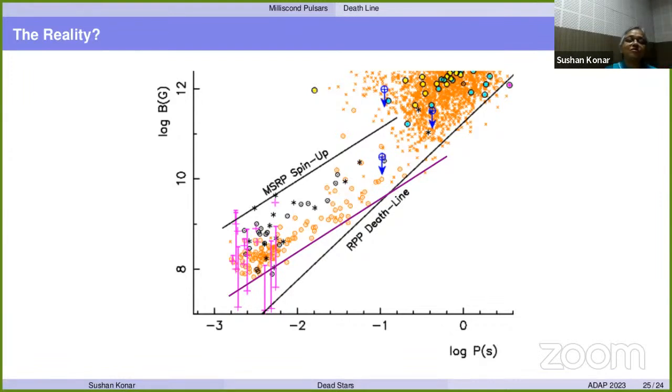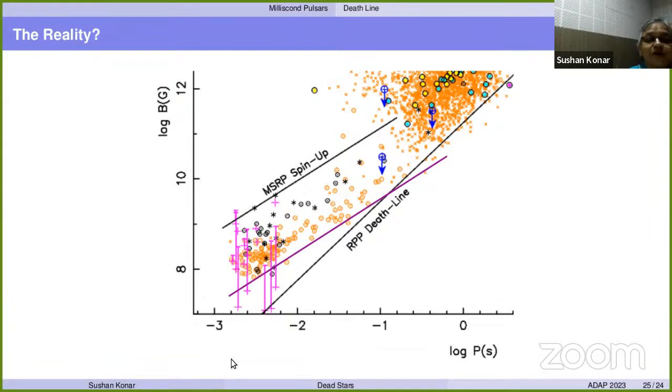So therefore, my conjecture is that if we can figure out the conditions for this line, this is done without going into the numbers. But we can see that we have a death line-like thing, some line, which can function as a death line for the millisecond pulsars, which is essentially a spin-up line. It's not a death line. It's actually a spin-up line.